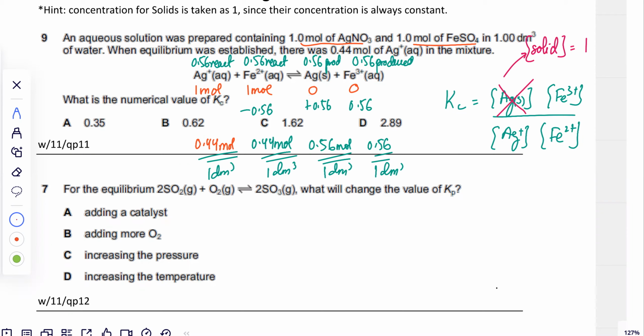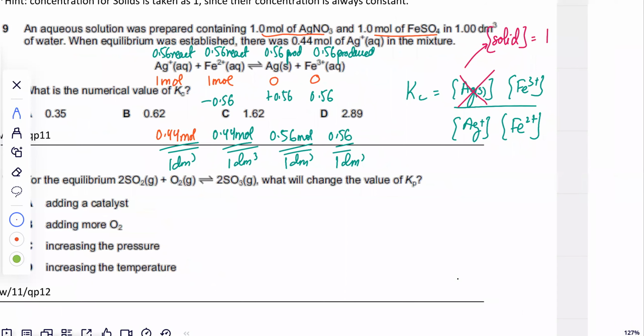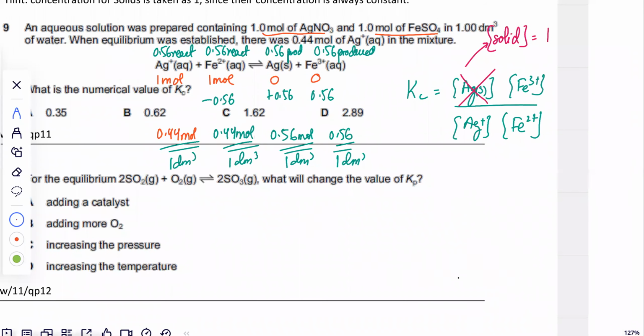Why? Because I told you concentration is about spacing, like how close together or how far apart particles are. In solids, they're always tightly packed. So you never ever write solids in the expression, because their concentration is always a constant. So we're going to calculate Kc, but without the Ag solid. So it's going to be the Fe3 plus concentration, which is 0.56, divided by the reactant concentrations, which are 0.44 multiplied by 0.44.